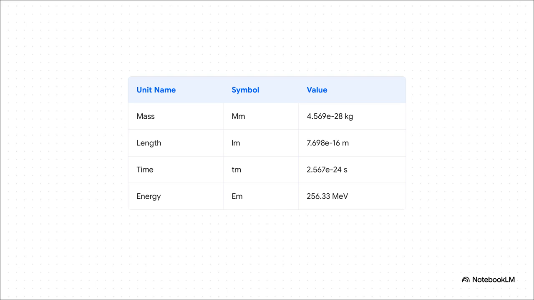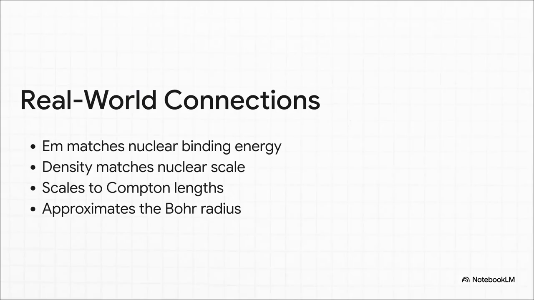From that central constant, the theory organically derives a closed system of reference units for mass, length, time, and energy. What is absolutely vital to understand here is that these aren't just random numbers pulled out of thin air. They are derived directly from unifying quantum action, Planck's constant, with the speed of light, and our new binding constant, G sub m.